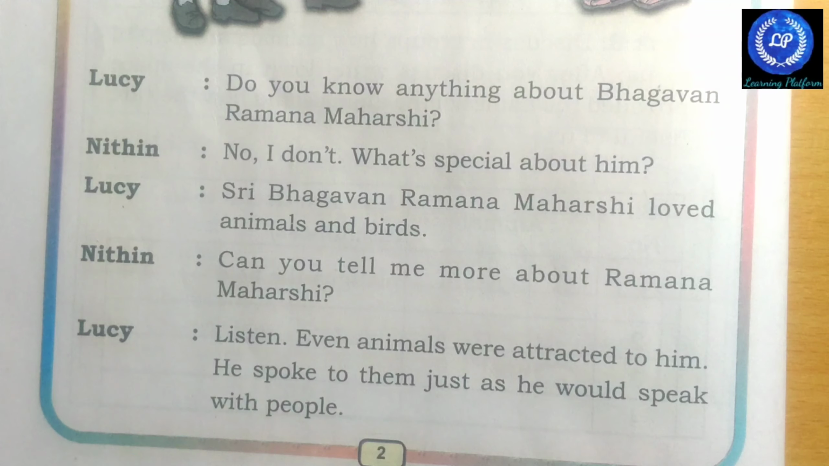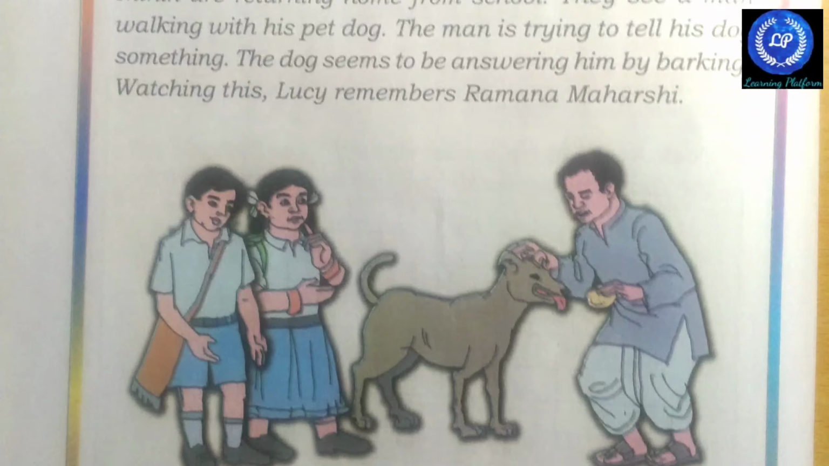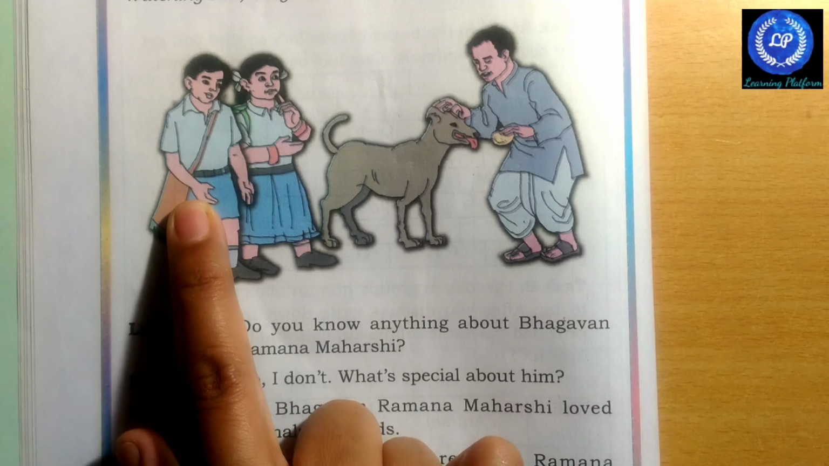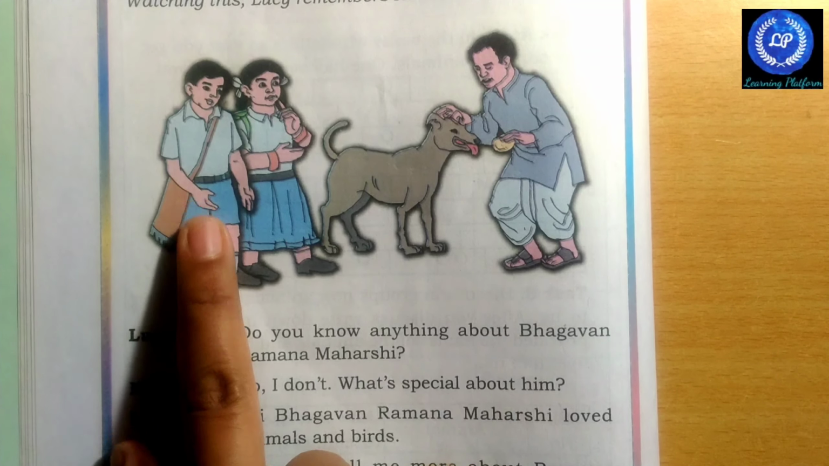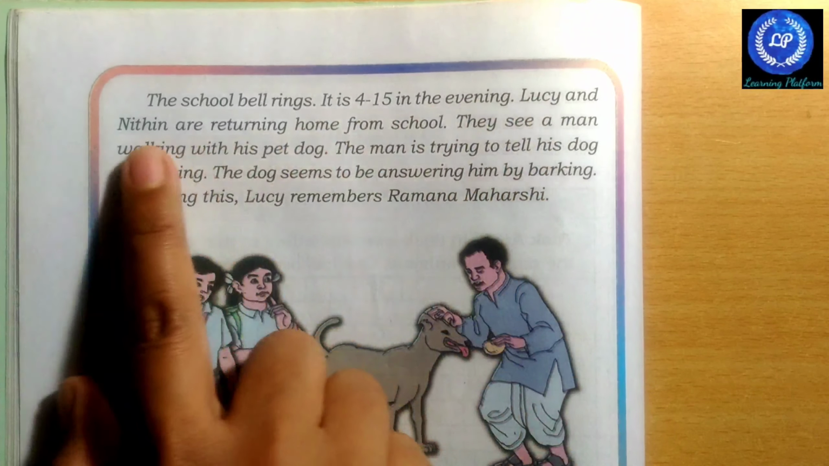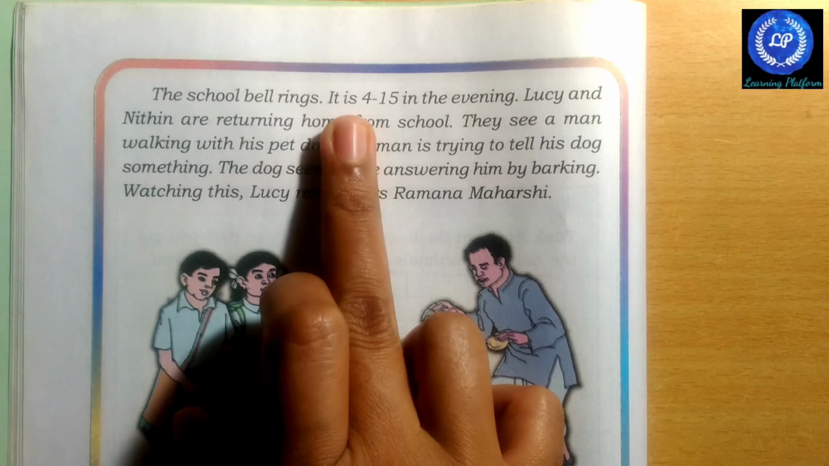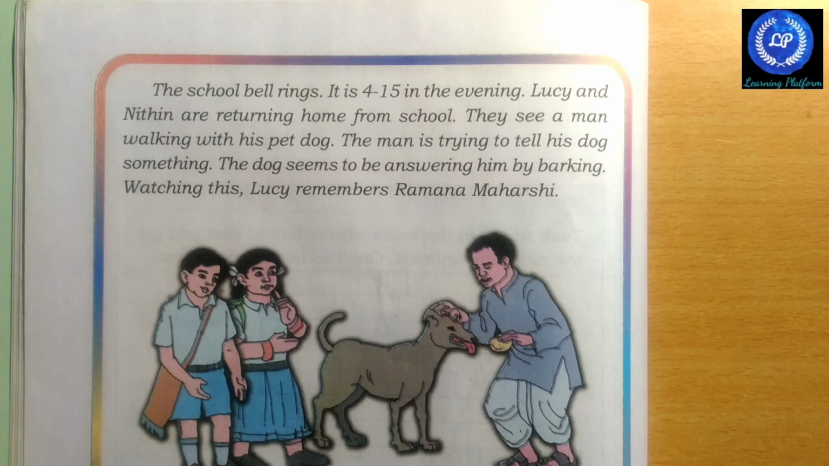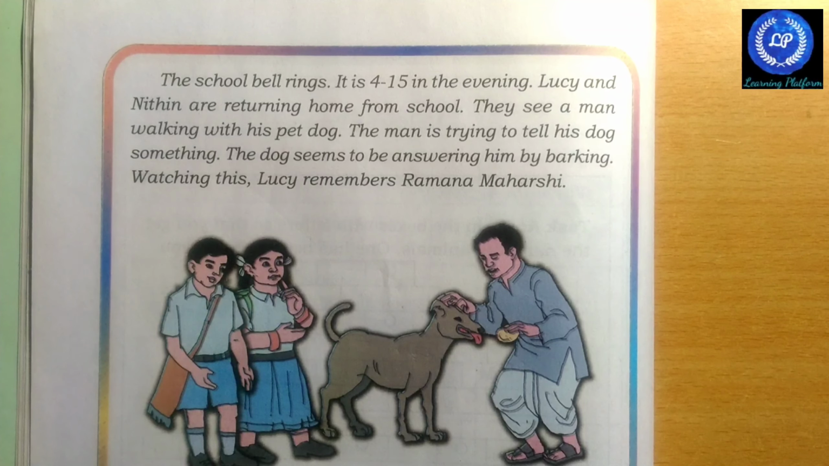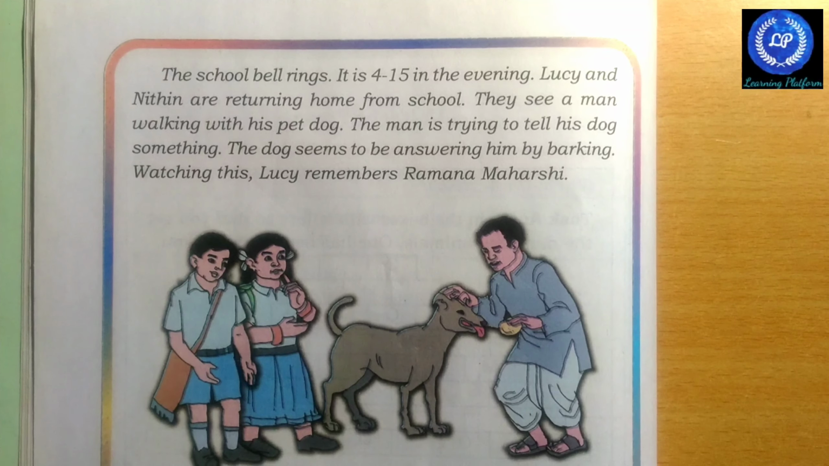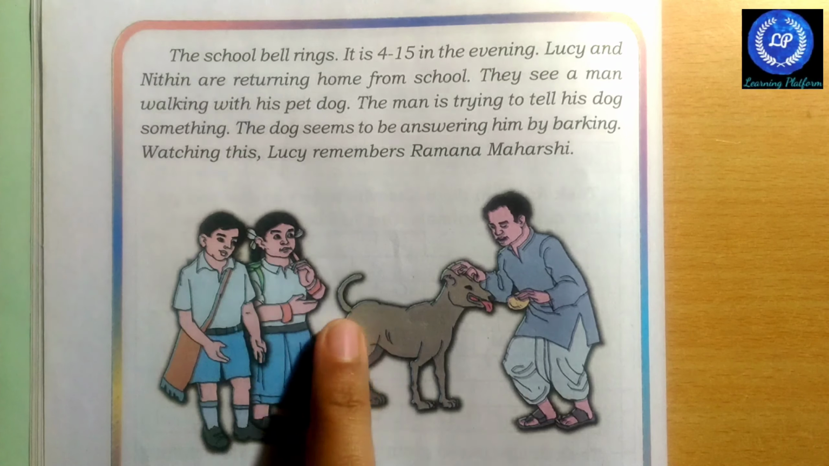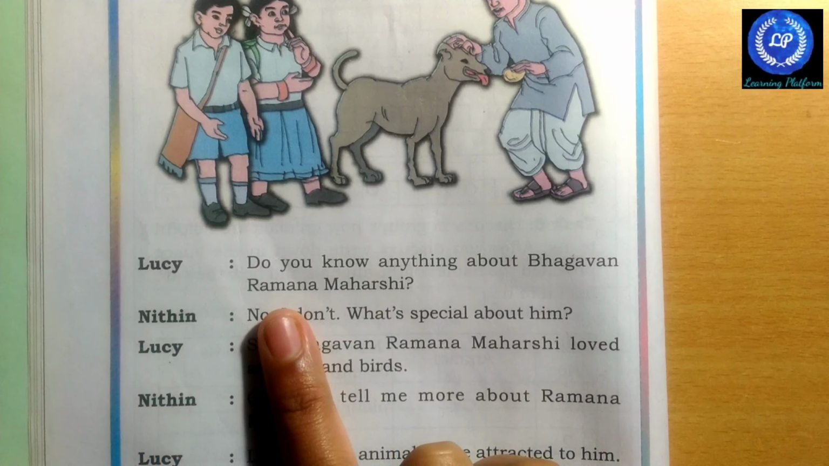Okay, children, you can observe and read this lesson twice. Children, in this prose, we are observing the conversation between Lucy and Nitin. She is Lucy, he is Nitin. This conversation is held on the road while Lucy and Nitin are returning home from school in the evening at 4:15. When they are returning home, they see a man walking with his pet dog. They are talking, the pet dog and the man. At that time Lucy remembers her grandma's stories. In her grandma's stories, Ramana Maharshi is there. Lucy and Nitin talk about Ramana Maharshi. This is the conversation held in this lesson.